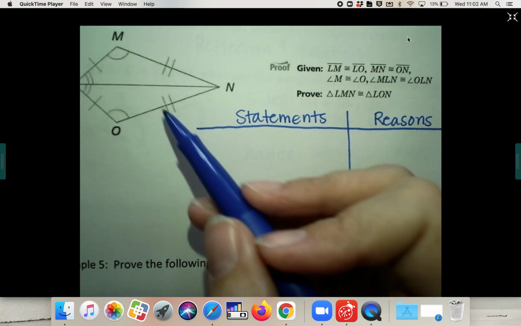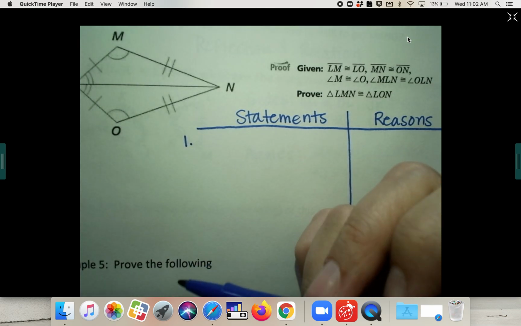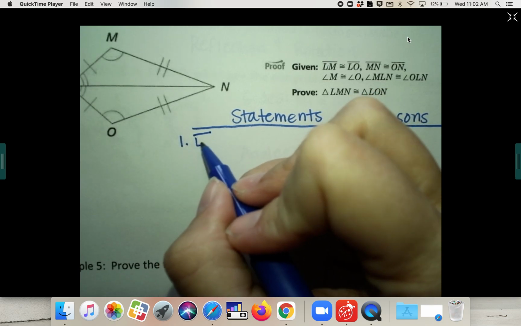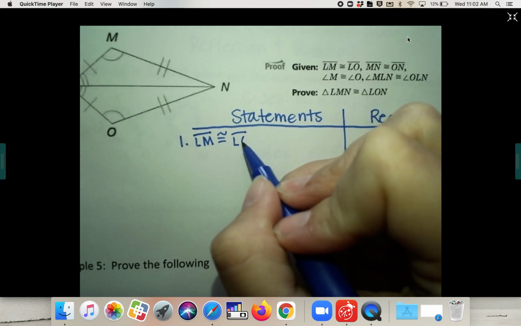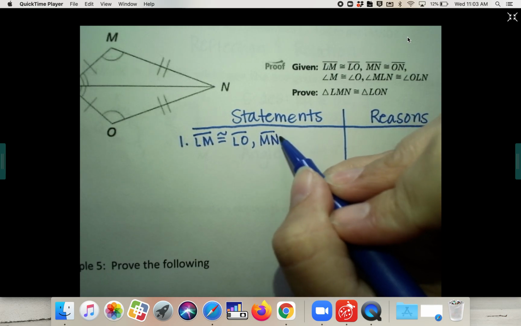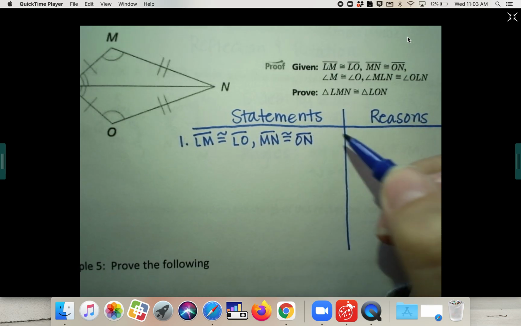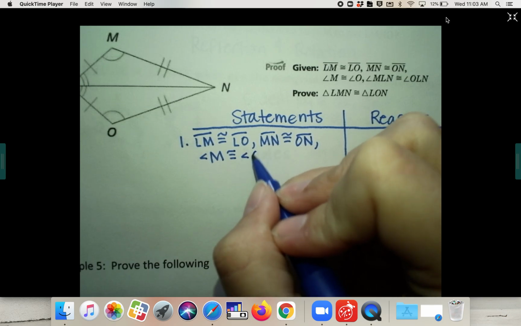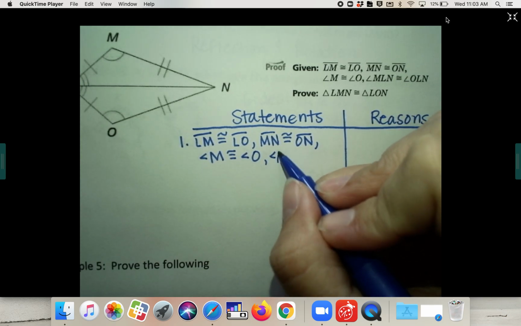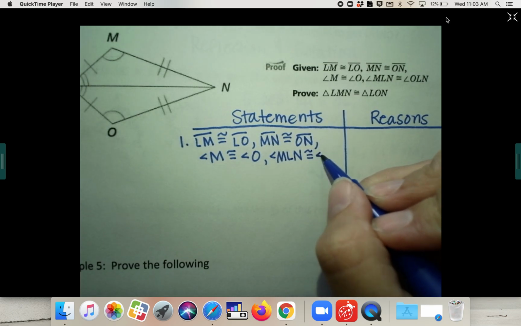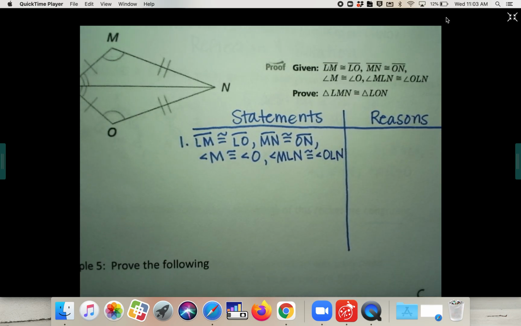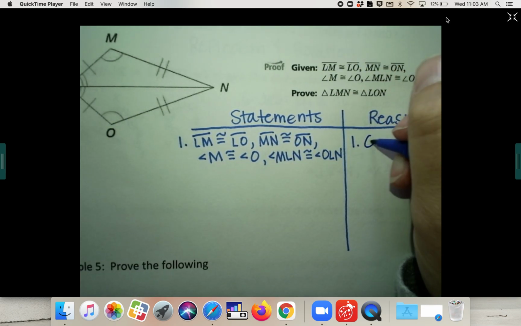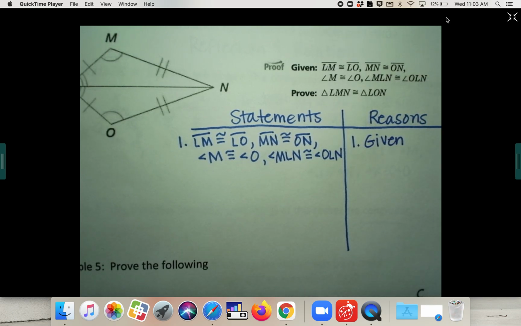So our first statements would be all of the things that are already marked up, all the things that were given as already done. They're listed over here, so I'm just going to rewrite them. Segment LM is congruent to segment LO. Segment MN is congruent to segment ON. Angle M is congruent to angle O, and angle MLN is congruent to angle OLN. Every single one of those was given to us with little markings that they've already been marked up, so that is why the reason is given.